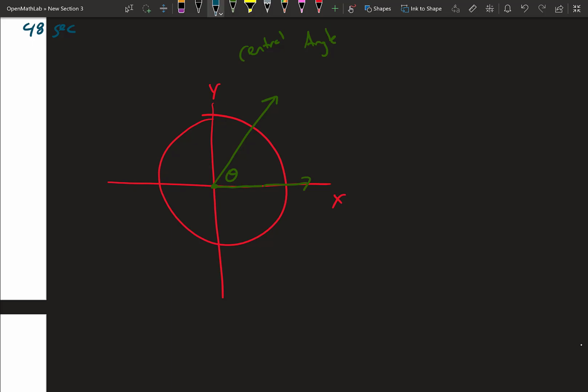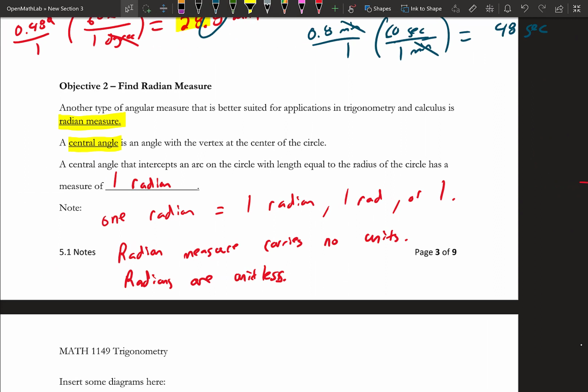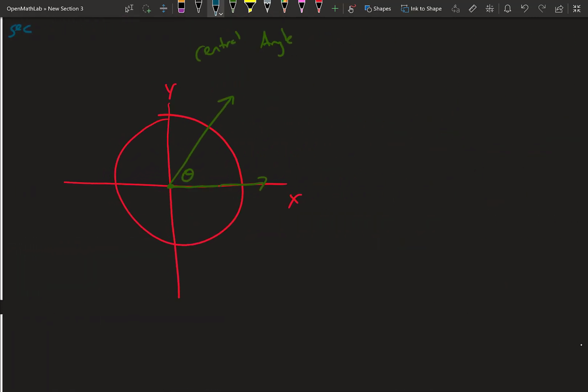To help make more sense of what a radian is, we wrote down here that a central angle that intercepts an arc on the circle with length equal to the radius of the circle has a measure of 1 radian. In other words, if this is 1 radian, then this distance from here to here would be the radius of the circle. We'll call that r, so this distance is r units. Then this arc length, the length of part of a circle, called an arc, if it is also equal to r units, that's what makes this 1 radian.